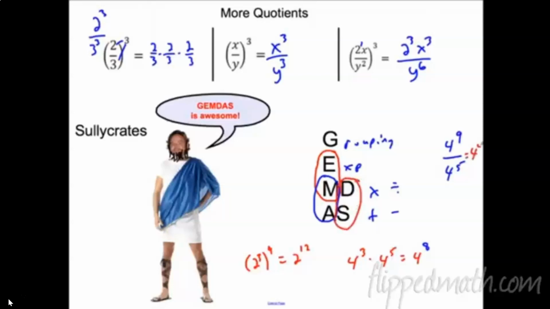So GIMDOS is awesome. It tells me what to do. Remember this, this is great. A friend of mine, Ms. Kless, showed this to Mr. Sullivan, who showed it to me. Awesome, very cool trick. Thanks, Ms. Kless. Appreciate it. Next one.